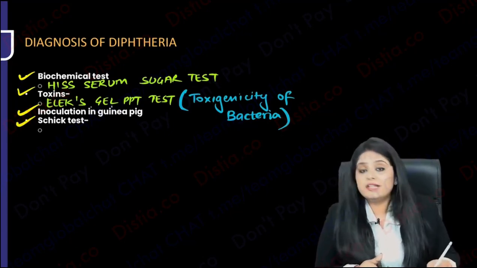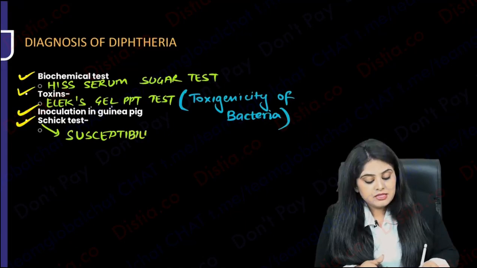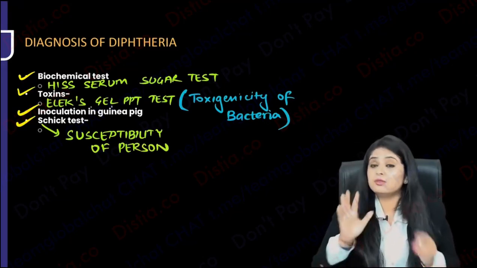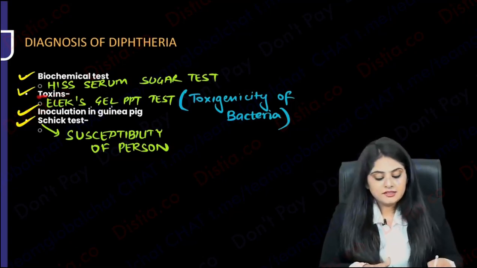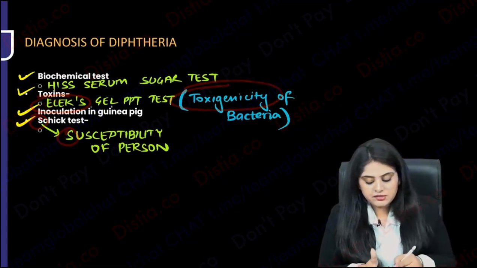And the last one is known as the Schick test. S for S. The Schick test is done to know the susceptibility of humans, whether a person is immune or whether a person is susceptible. So, look at these first words. Elek is done to know the toxigenicity, and S for S, the Schick test, is done to know the susceptibility.